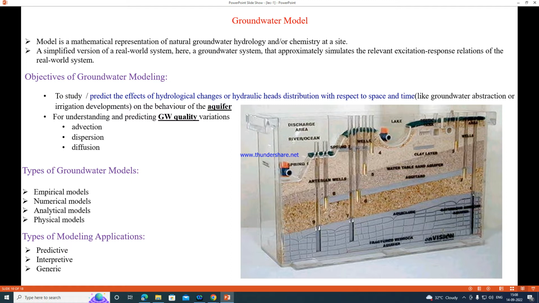Interpretive and generic models do not need calibration, and validation is also not needed. But for the predictive model, you have to do compulsory validation and calibration, both.